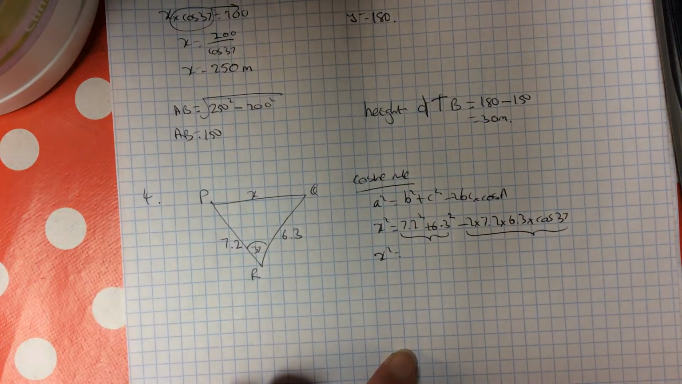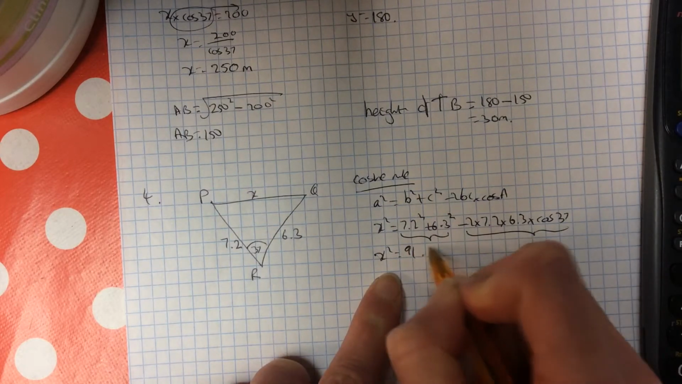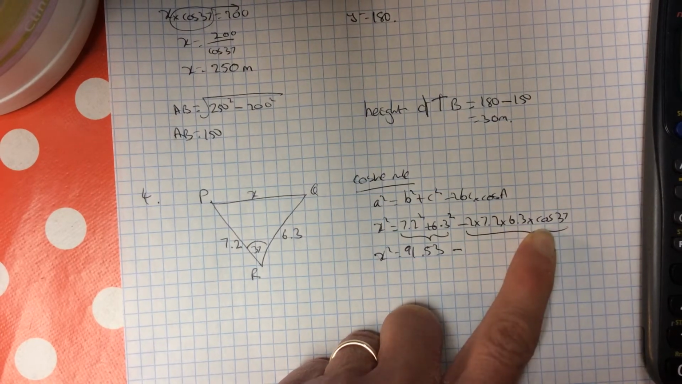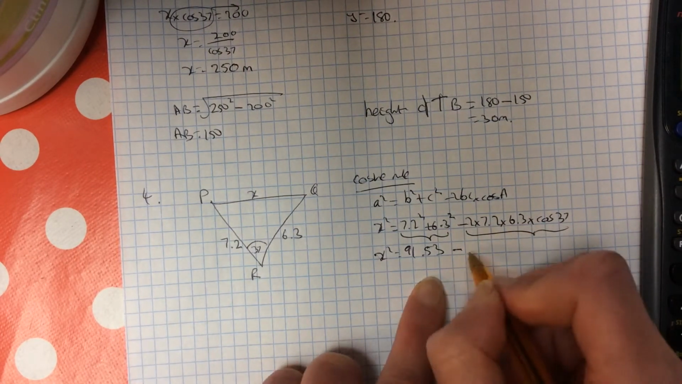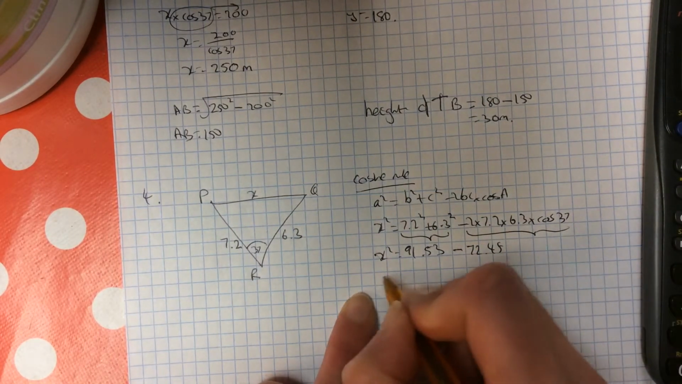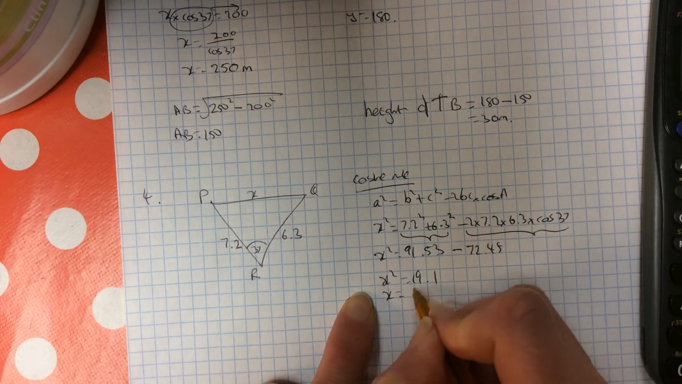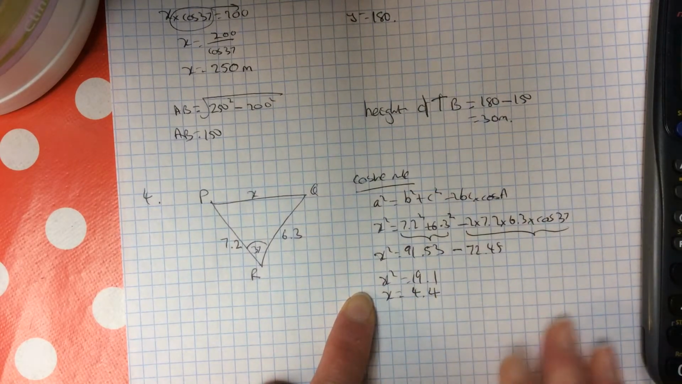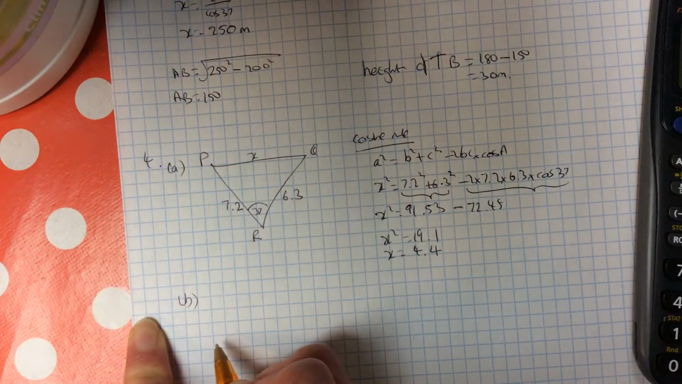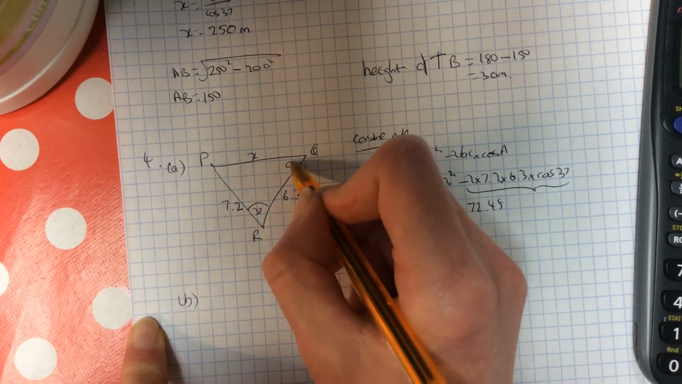So X squared is 7.2 squared add 6.3 squared to give you 91.53. Take away 2 times 7.2 times 6.3 times cosine 37 to give you 72.45. So it's 91.53 minus your previous answer, 19.1. So X is the square root of that to give you 4.4. And that's part A. In part B, I am looking for angle at Q. So I'm looking for this angle in here.